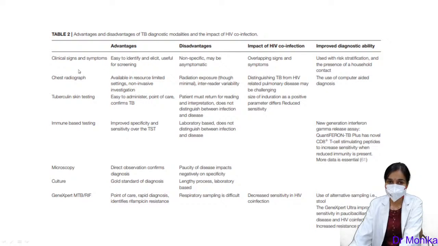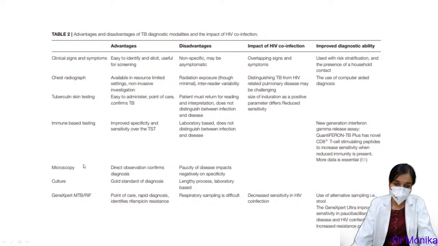First is the clinical signs and symptoms. The advantage is that they are easy to identify and useful for screening. However, the disadvantage is that they are non-specific. In the case of chest X-ray, it is available in resource-limited settings, and the disadvantage is radiation exposure. In the case of microscopy, it is direct observation and confirms the diagnosis. However, the disadvantage is that the paucibacillary nature of the disease impacts negatively on sensitivity.